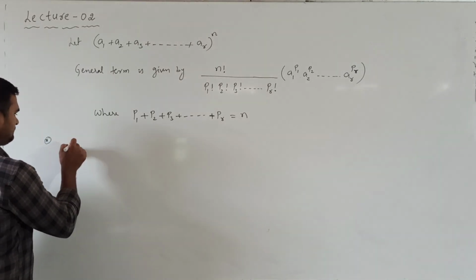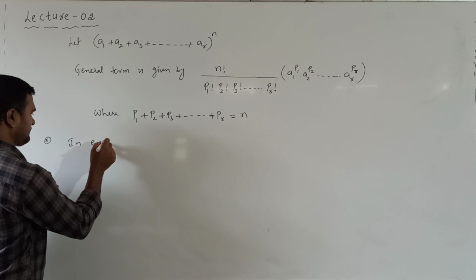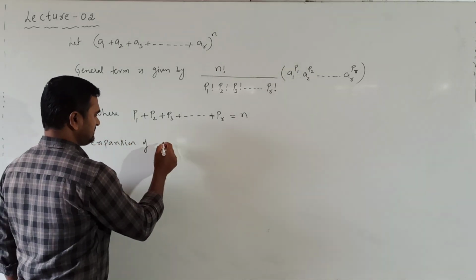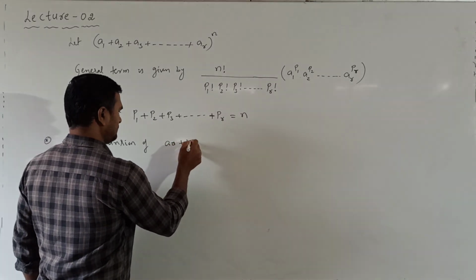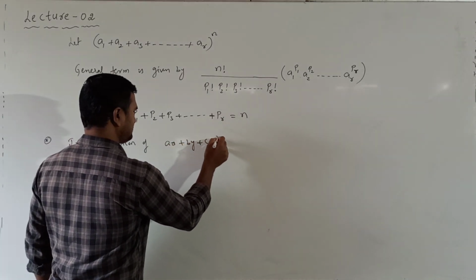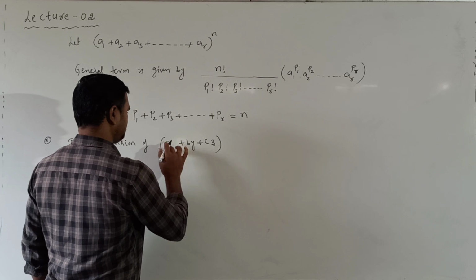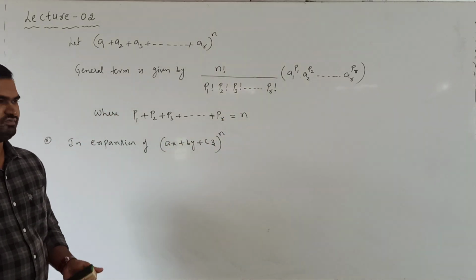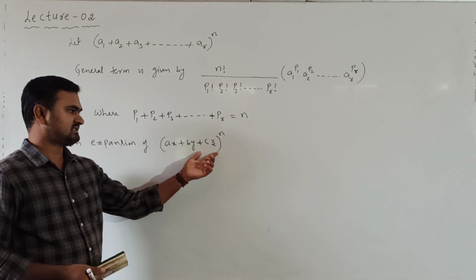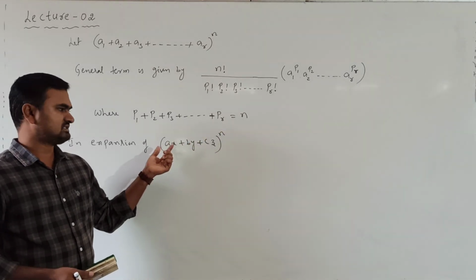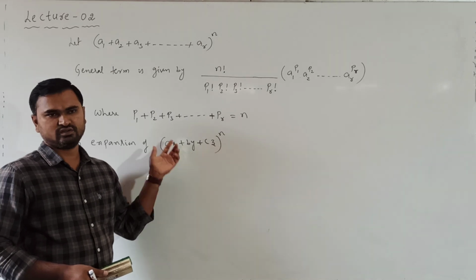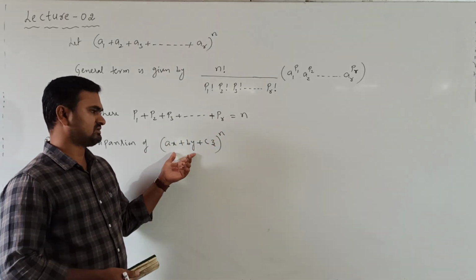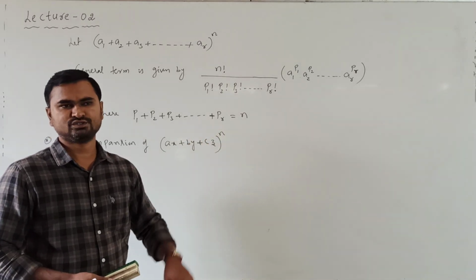In the expansion of (ax + by + cz) whole to the power of n, so this is the expansion of 3 terms. Now we know in the expanded form how many terms we get. Here we have 3 terms, which means it is (n+2)C2.